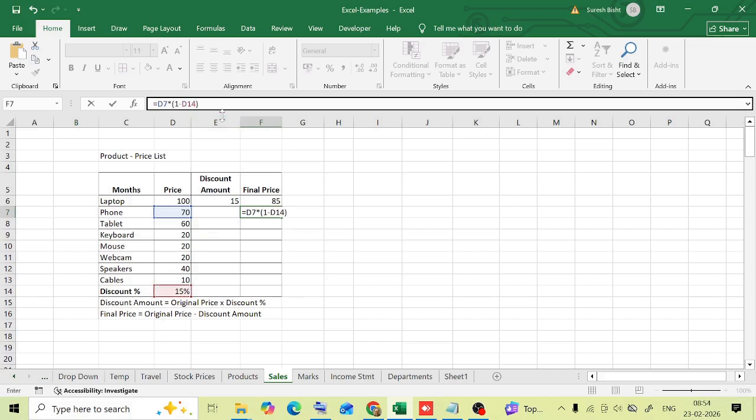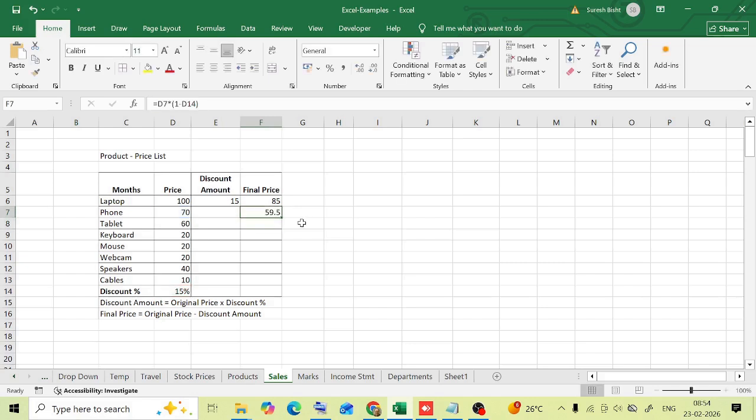So the discount percentage is 15 and 1 is equivalent to 100%. So 100 minus 15 is equal to 85%. So is equal to original price multiplied by, in parenthesis, 1 minus the discount percentage. So this is another way of calculating the final price after the discount. I have applied the second formula here to get the final price.